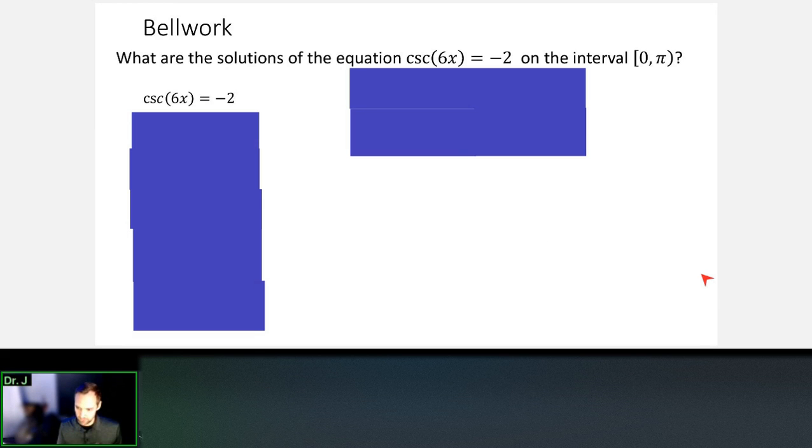All right, so we want to make cosecant 1 over sine. Exactly. So let's rewrite cosecant 6x as 1 over sine 6x.